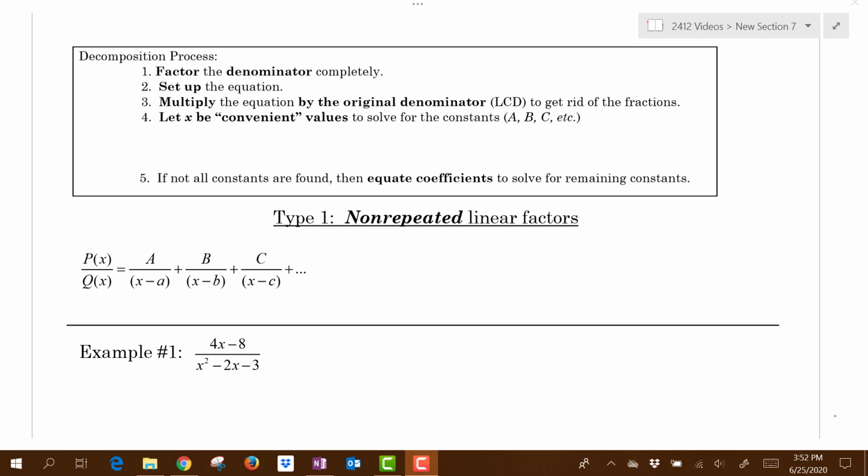Alright, so let's look at our first example of partial fraction decomposition. Here are the steps that we're going to follow for the decomposition process. The first thing that we're going to do is take the fraction and factor the denominator completely. Looking at example 1, I have 4x minus 8 divided by x squared minus 2x minus 3. The first step is to factor that denominator completely.